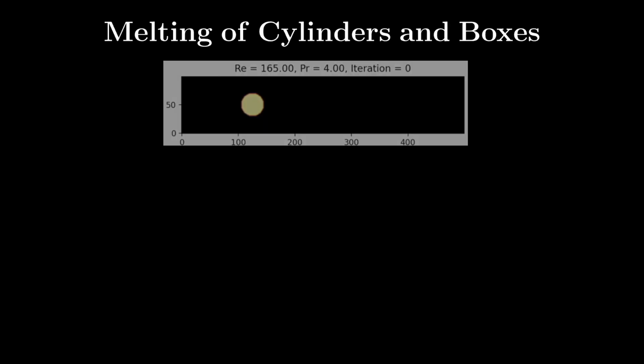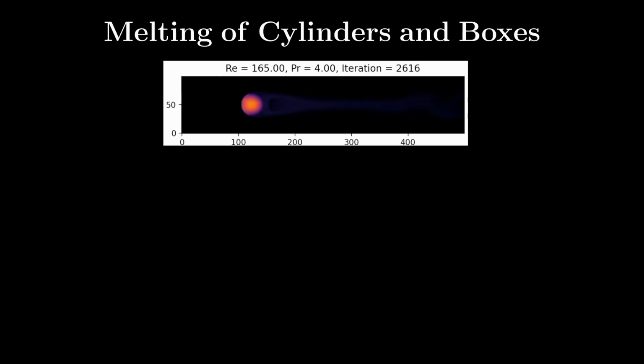Finally, we can simulate passive cooling or melting by allowing the heated objects to cool naturally, rather than maintaining a constant temperature. For a cylinder, the back cools faster than the front because the swirling vortices behind act like a pump, constantly pulling in fresh cool fluid.